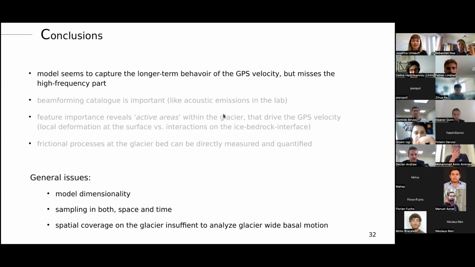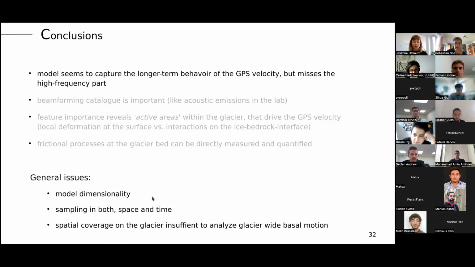If that would be more valid, that would reveal active areas in the glacier, because that was the intention of dividing it. We have those different areas, and we see in the feature importance that there are certain areas, actually closer to the glacier bed, which drive the model, but still the prediction could be better.